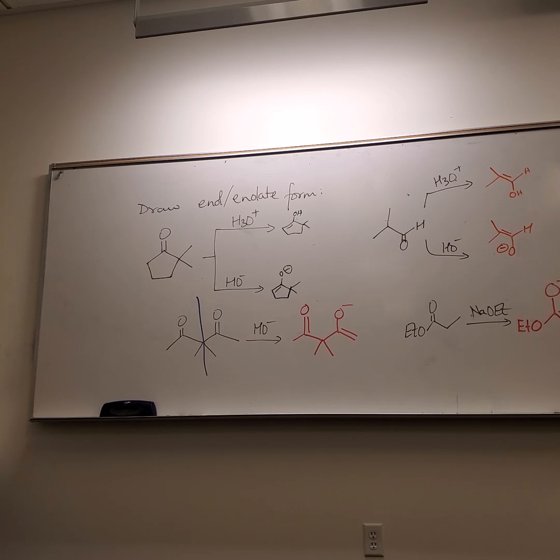So note, the reaction is not on the C double bond O, the reaction is on the alpha position. If the reaction is on the alpha position, we have to think about enols or enolates. That's the only way we can get something on the alpha position. Everybody okay? Let's look at an example.